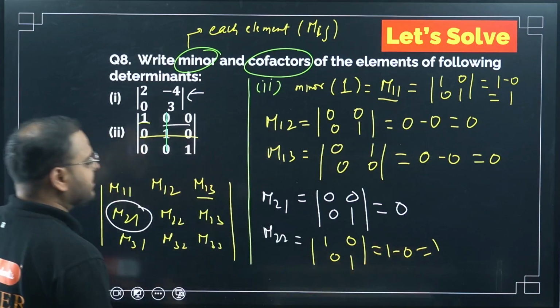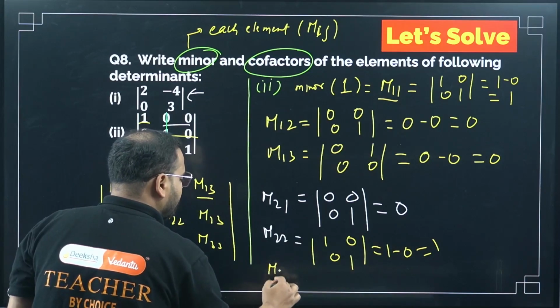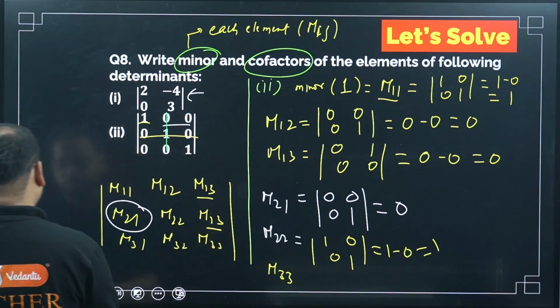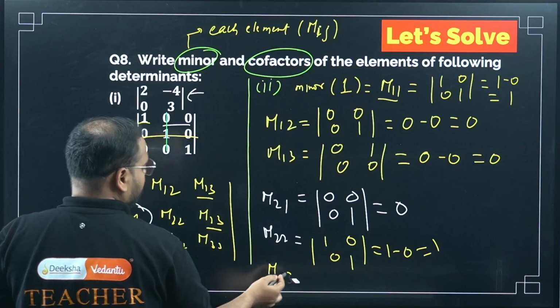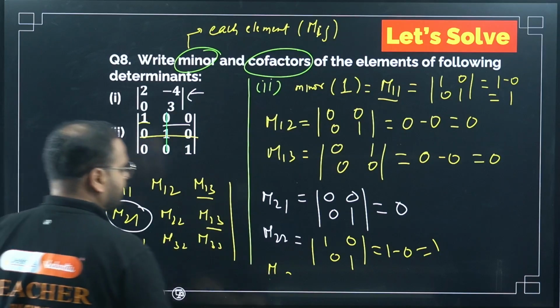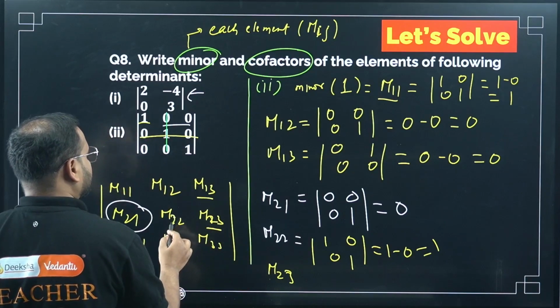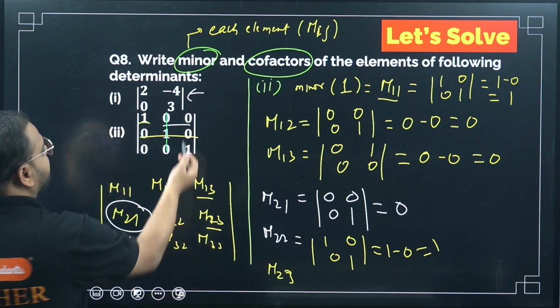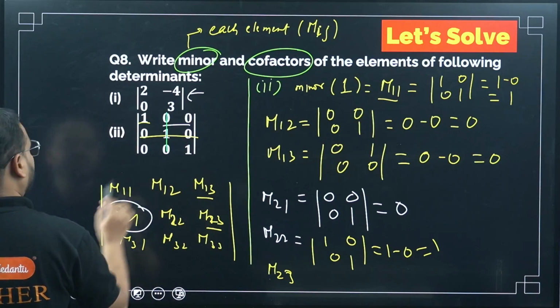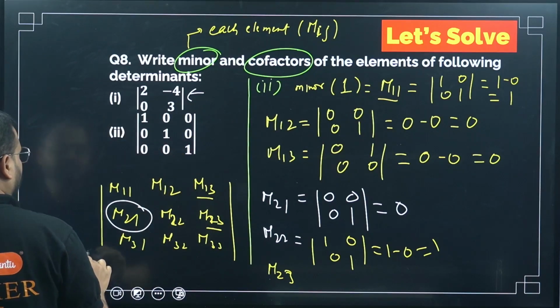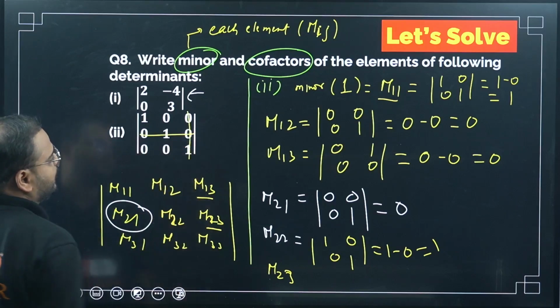Same way I can find M33. Sorry, not M33, it is 2, 3. Not 3, 3, forgive me. 2, 3, sir. This is 2, this is also 2. So M23 we can find. We have to cancel the third column. What is the matrix now?